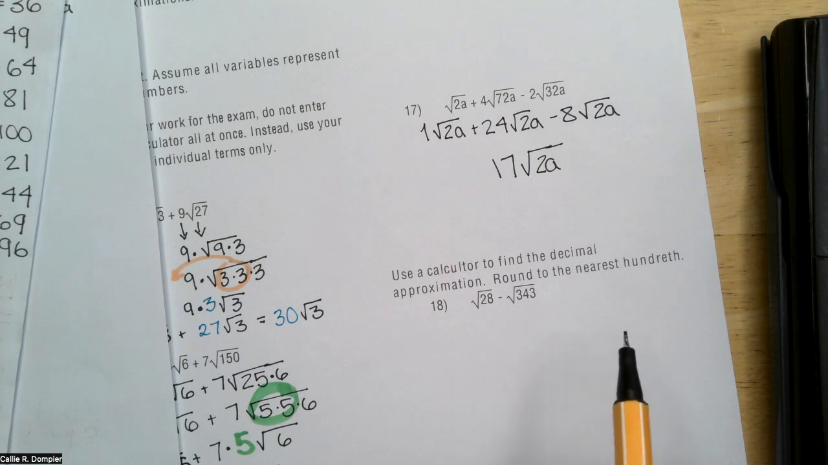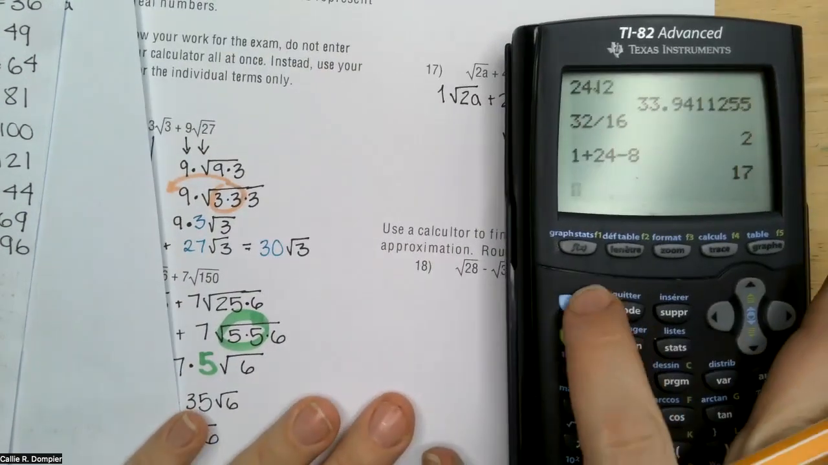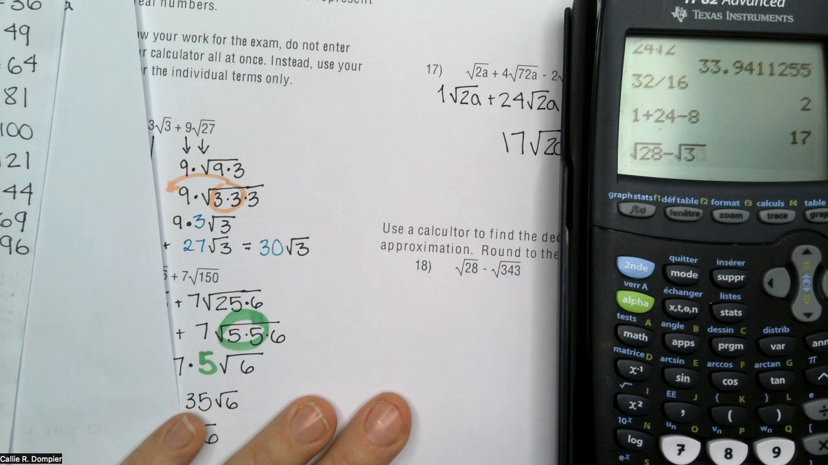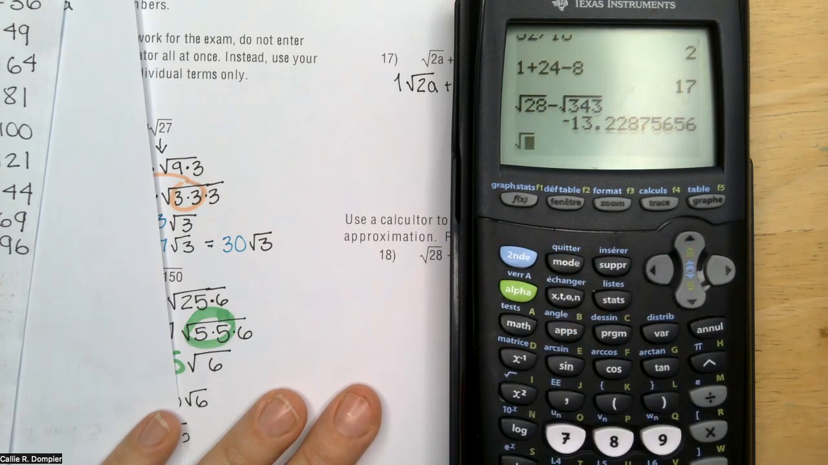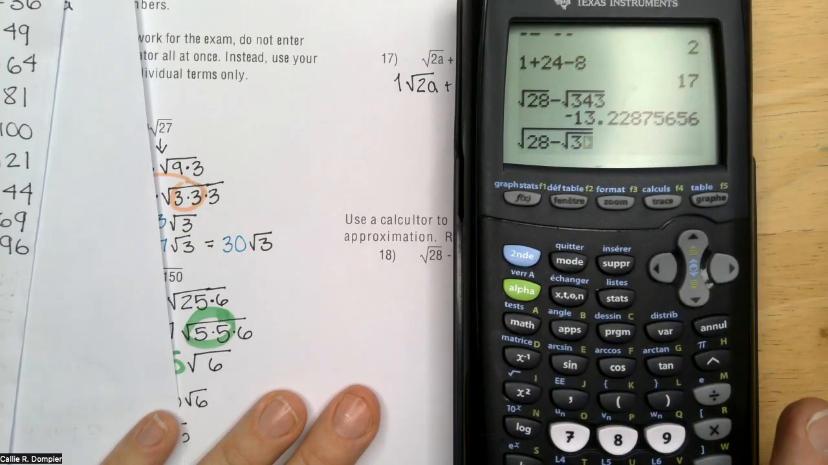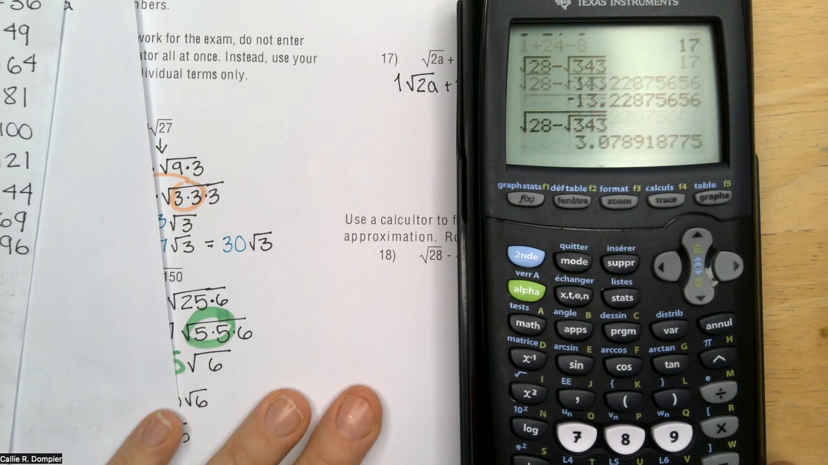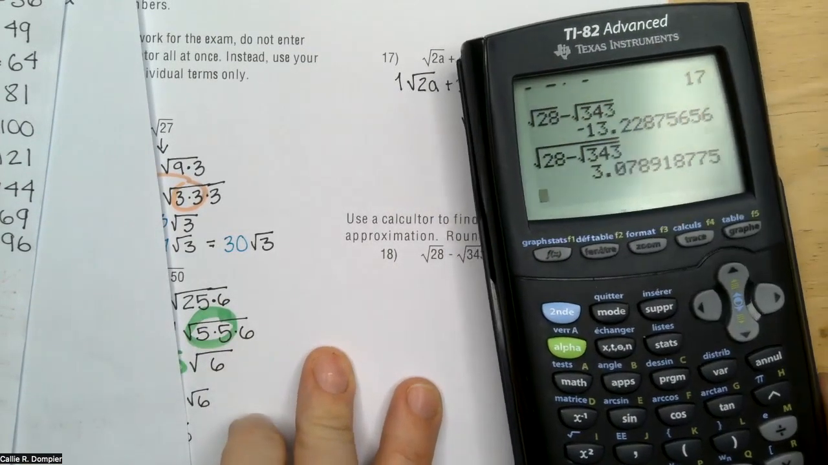All right. Use a calculator to find the decimal approximation. Round to the nearest hundredth. All you have to do is the square root of 28. Make sure it's not under the radical anymore. Minus the square root of 343. If you don't make sure it's not under the radical, then you get square root of 28 minus the square root of 343, and you see how that radical is under the other radical. You're not going to get the same answer. So just make sure you can put two radicals into your calculator correctly.